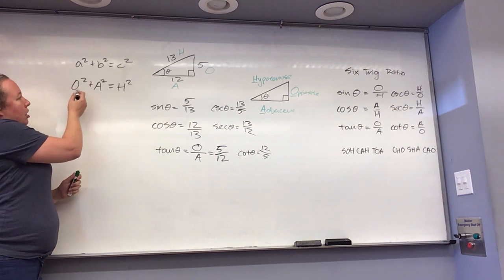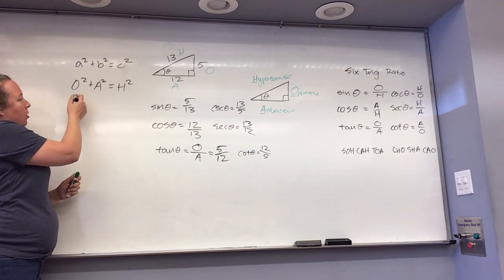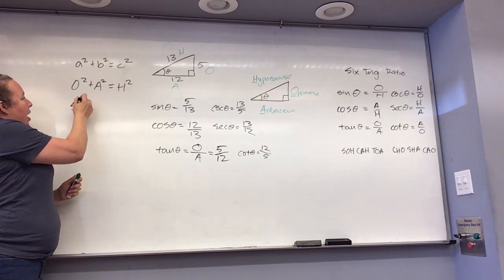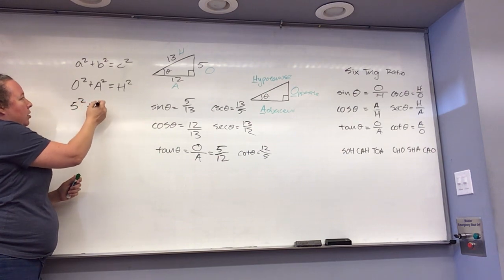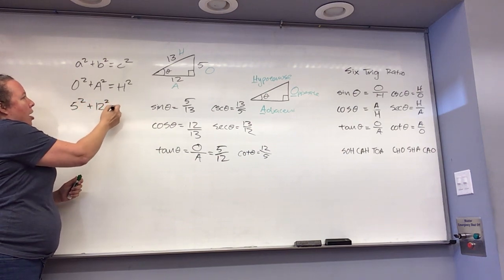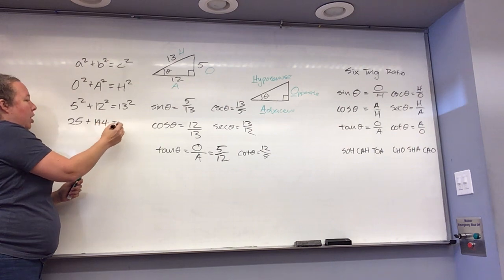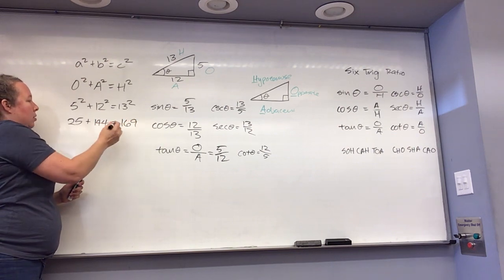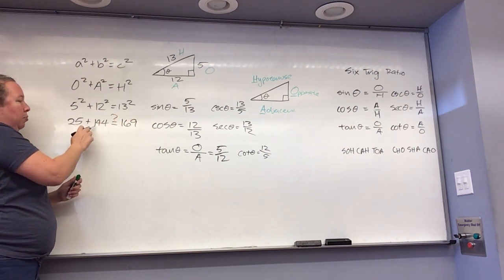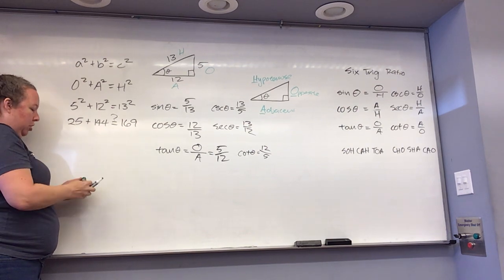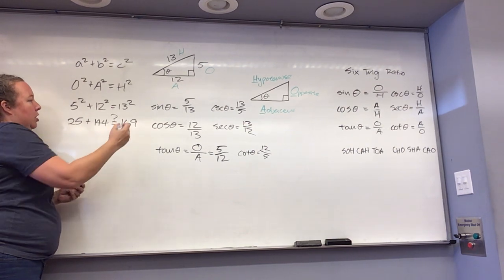And so what's the length of our opposite side here? 5, and adjacent? 12. And our hypotenuse is 13. What's 5 squared? 25. What's 12 squared? 144. What's 13 squared? 169. Okay. Does 25 plus 144 equal 169? Yes, so this guy checks out.